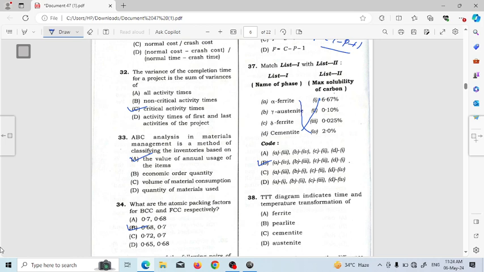Next question, question number 38. The TTT diagram indicates the time and temperature transformation of ferrite, pearlite, cementite, austenite. So the TTT diagram represents the transformation of austenite. Option D is the correct answer.